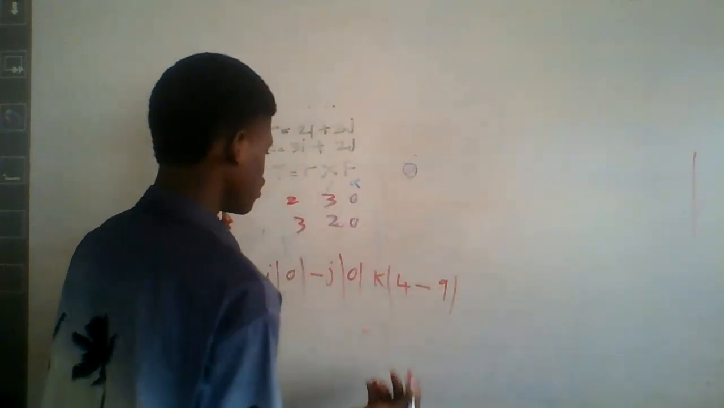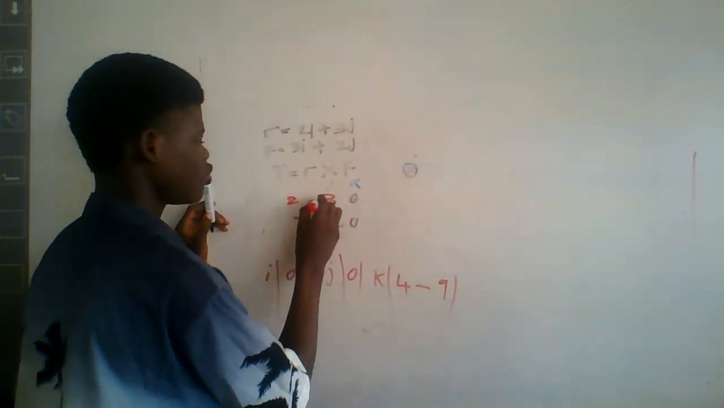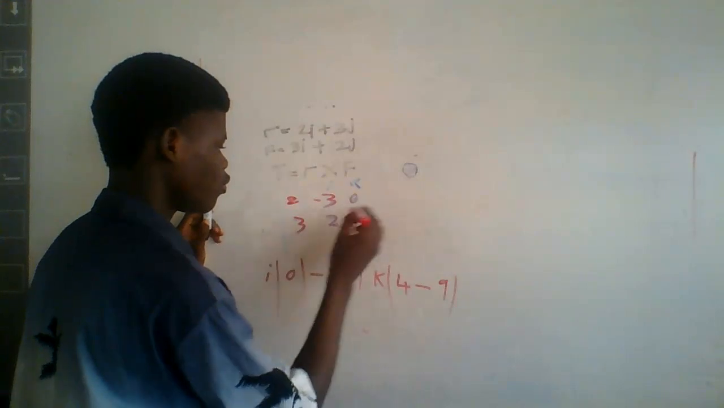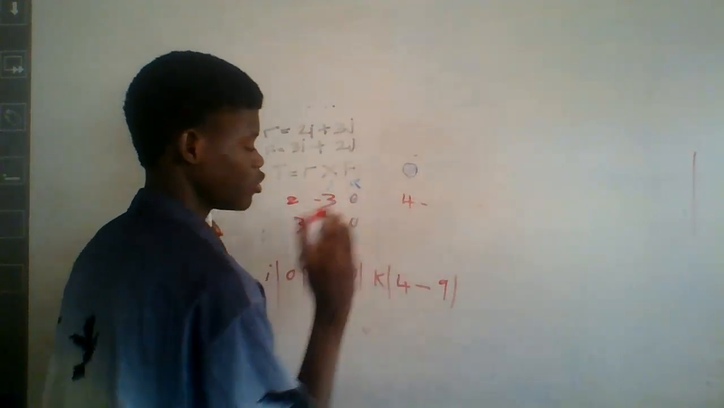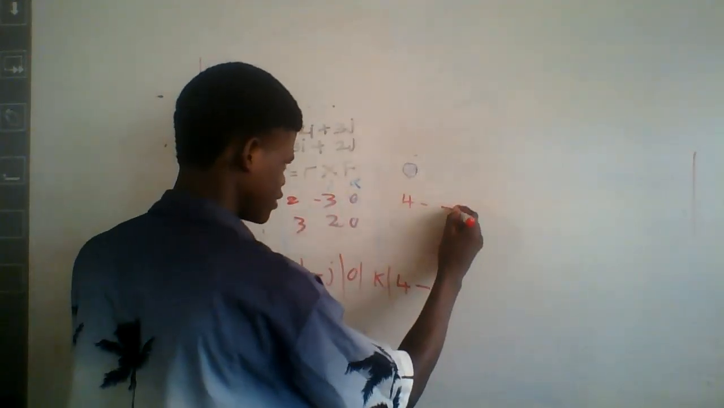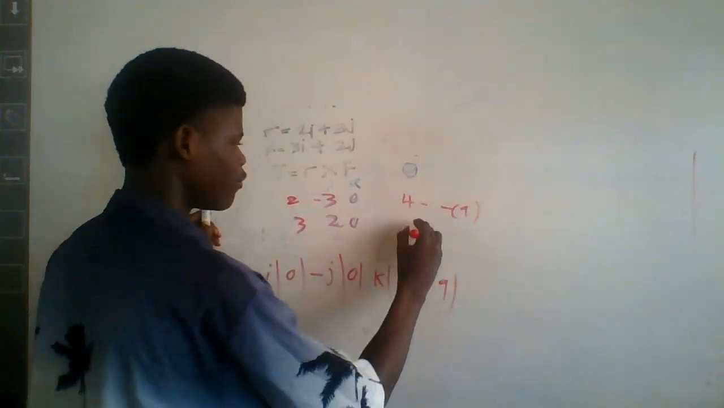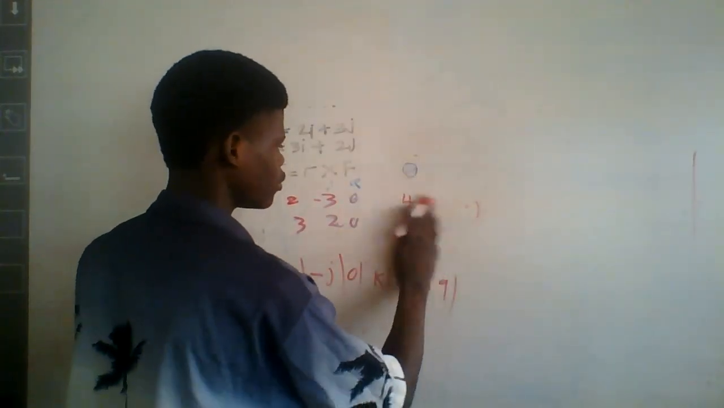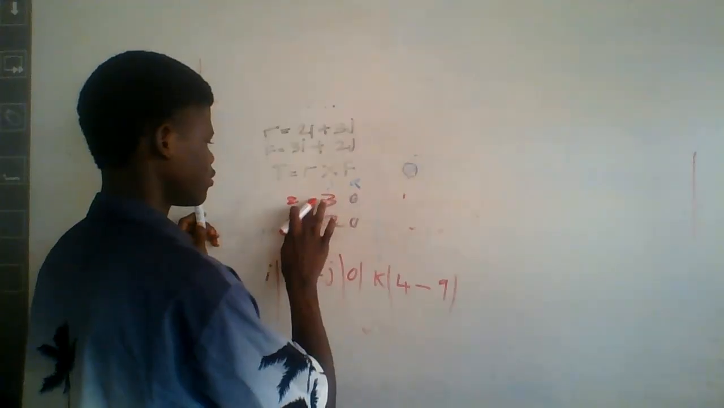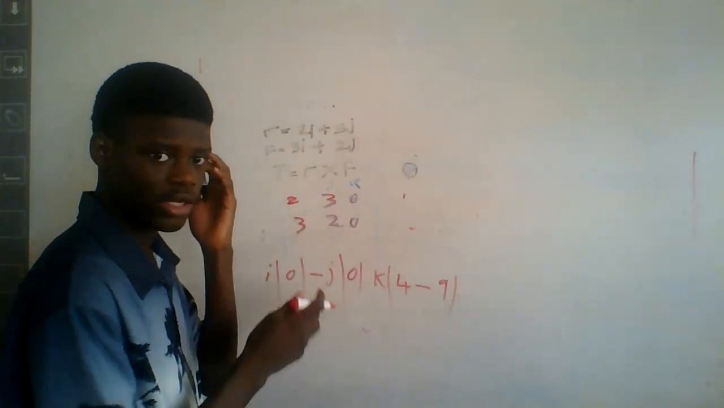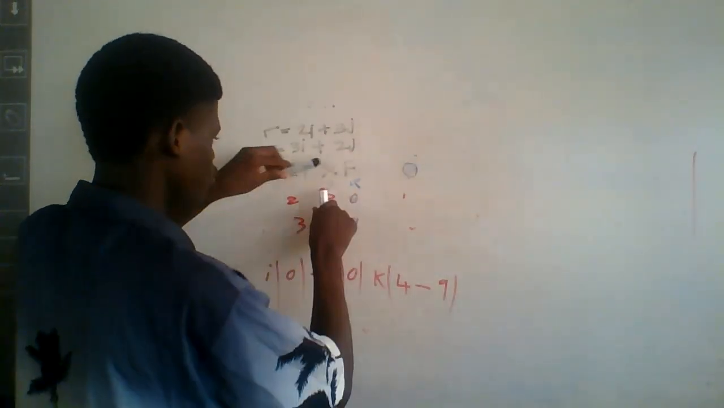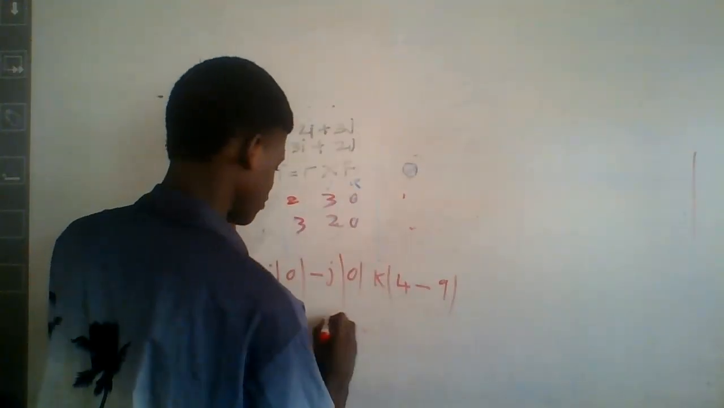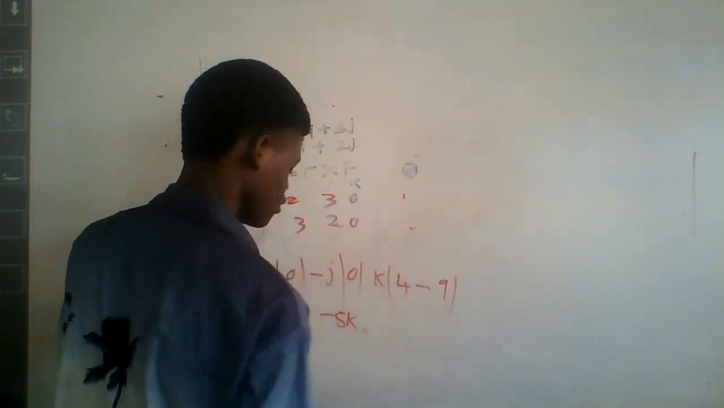Imagine if this was minus 3 now, that would be 2 times 2, 4. 4 minus, there's always a minus, 9. So that will be 4 plus 9. But in this question, there's no minus here. I'm just doing that for people that don't understand vectors very well. So that's 4 minus 9, and that's minus 5k.